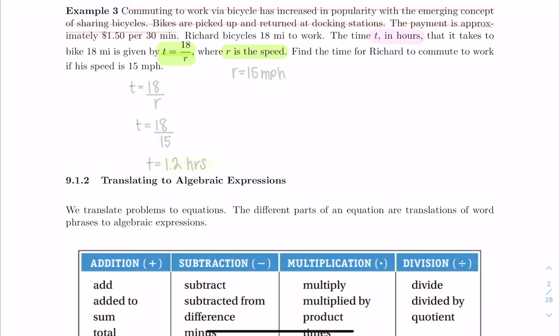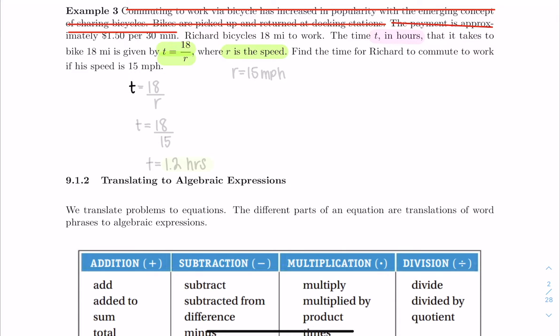So we were given a bunch of information in this that we did not need to know. We don't care that the payment is approximately $1.50 per 30 minutes. We're not asking for payment. We really don't need this opening information. It's just kind of giving us an introduction to the problem. The important part is that his speed is 15 miles per hour.